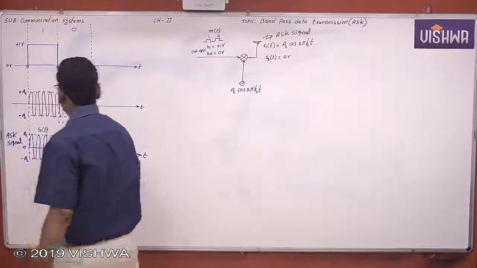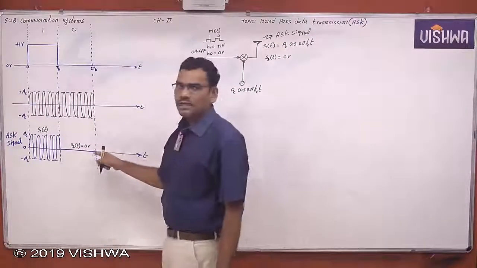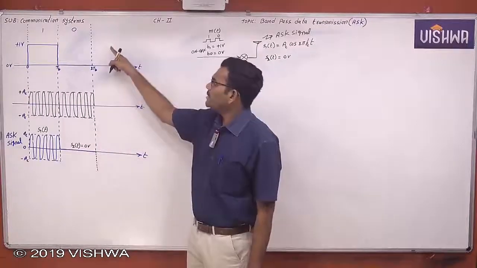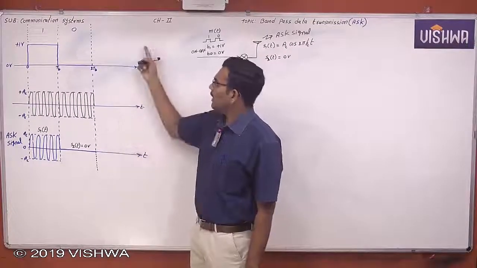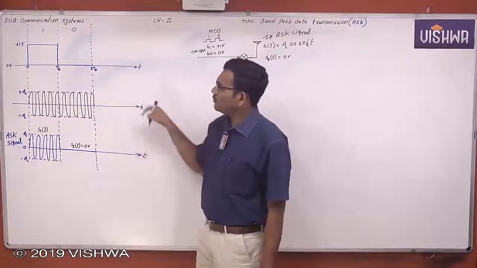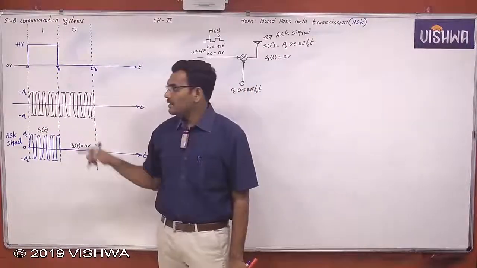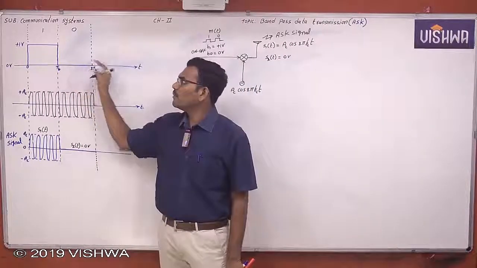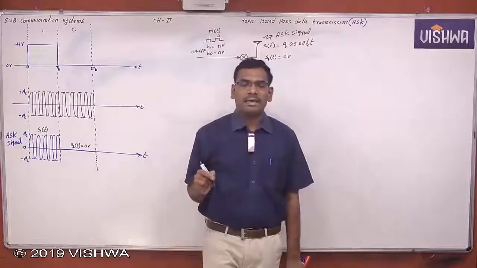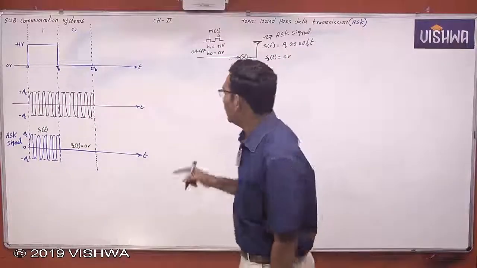Right? S1 of t is AC cos 2 pi t, and S2 of t is 0. Again, for binary 1 we send S1 of t, and for binary 0 we send 0 volts. Therefore, the amplitude of the carrier is changing in accordance with the binary data. This is called the amplitude shift keying, or ASK, signal.